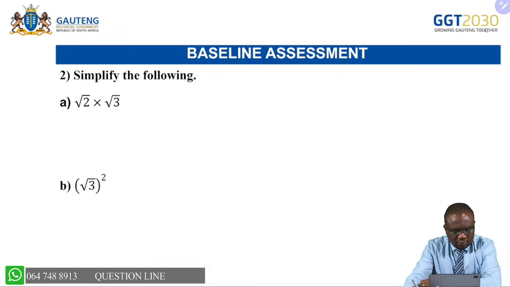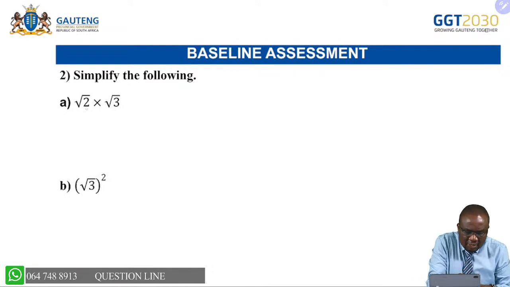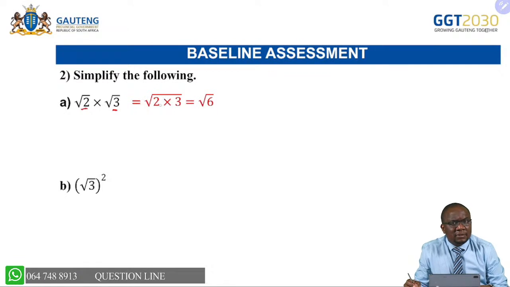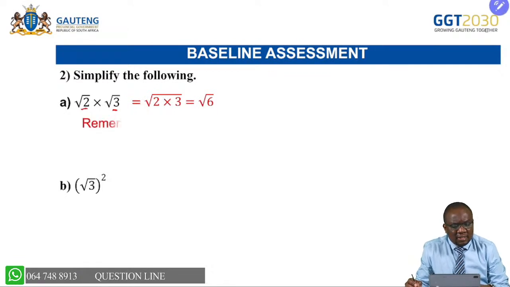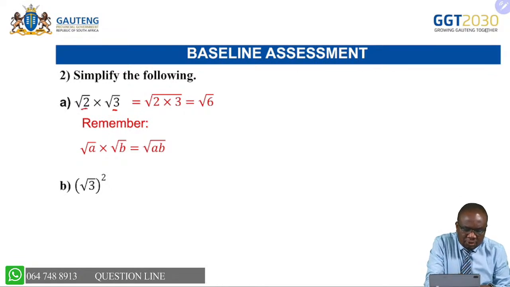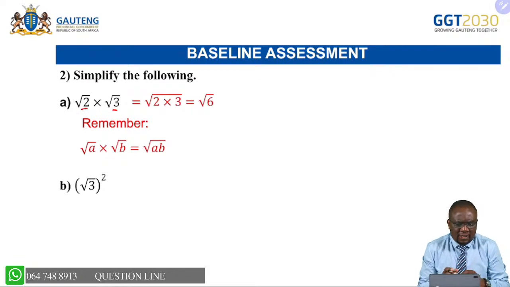Now, what do we do here? Square root of 2 times square root of 3. We multiply these things underneath the root sign. It's going to be a square root of 2 times 3. Do you remember this rule? Remember this: square root of A times square root of B is just the same as square root of A times B. Don't forget that. So the square root of 2 times square root of 3 is just the same as square root of 2 times 3. So we're getting the square root of 6 like that.